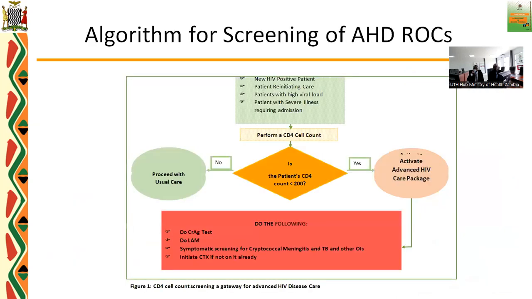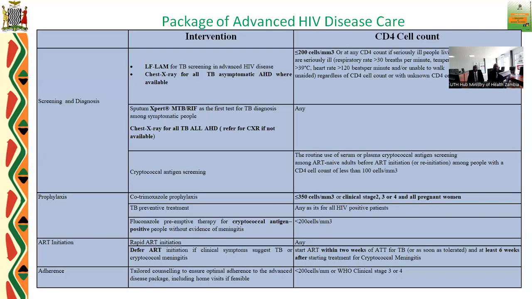Next slide. This is the algorithm, something that we are already familiar with. Next slide. Next slide, Tonda. On the package of care, we want to emphasize X-rays for everybody who has advanced HIV disease. It's in the guidelines. The other things haven't changed.